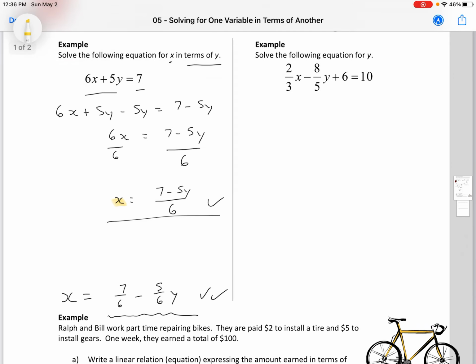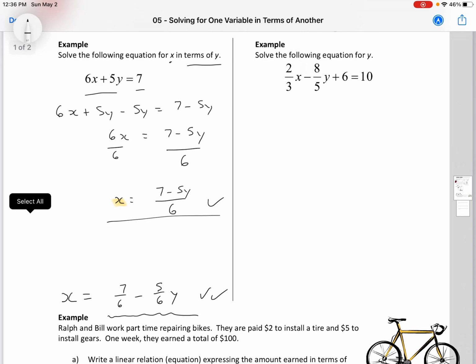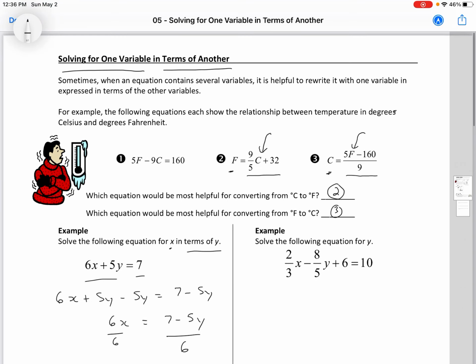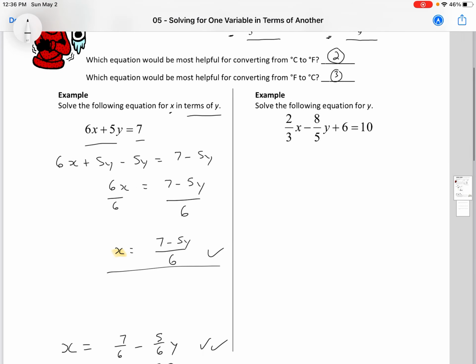Let's switch over to a little highlighter action here. I solve for x on this side, and on the other side, it's (7 minus 5y) over 6. So it's in terms of y. So that strange thing in the title, which was solve for one variable, that's what I did, x, in terms of another. So over here, there are terms with y in there.